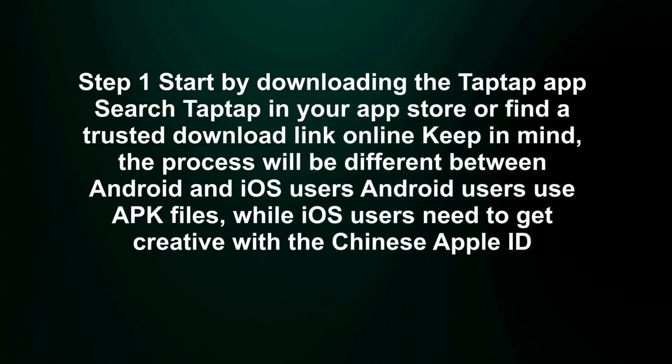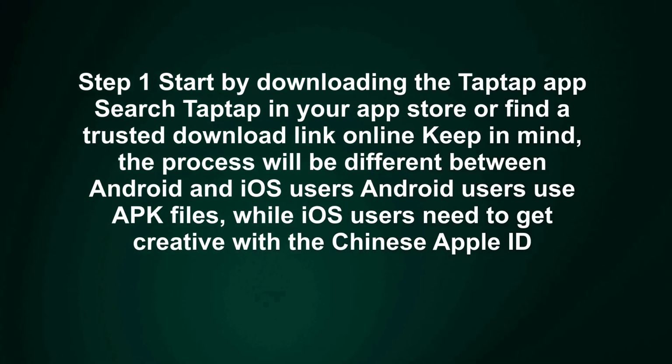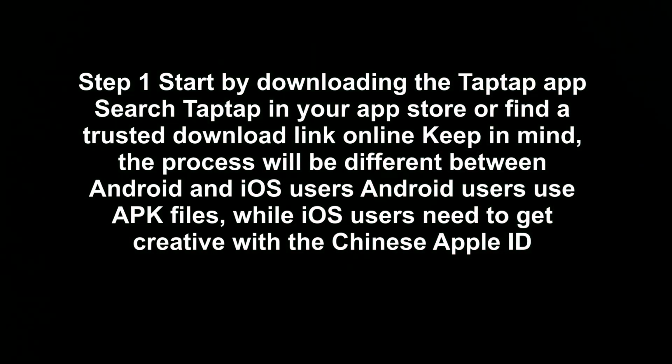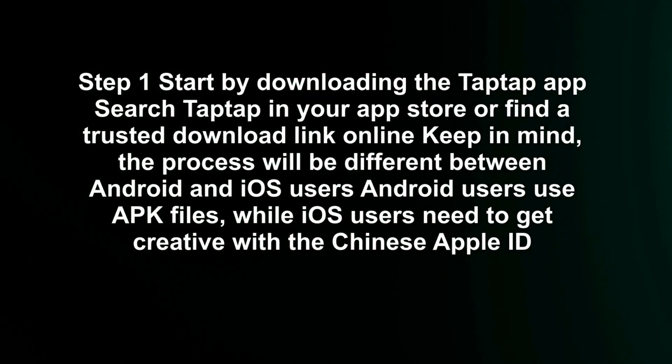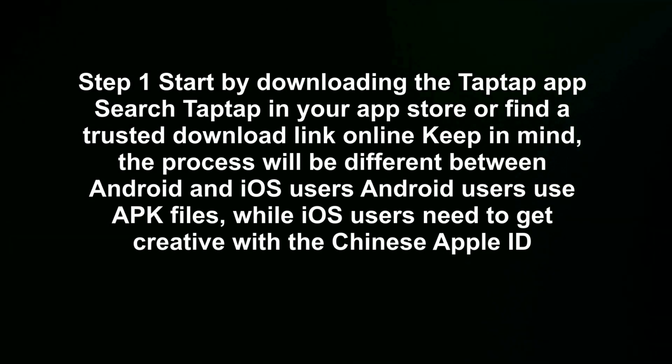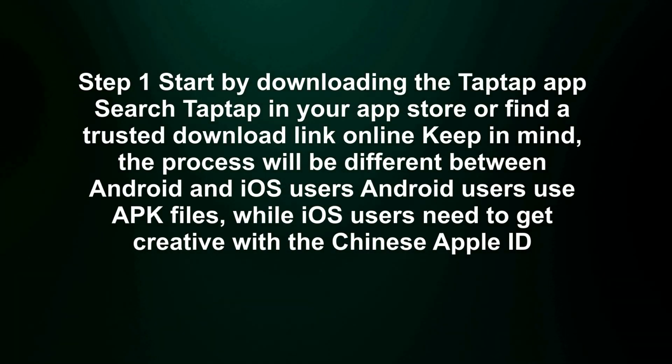Step 1. Start by downloading the TapTap app. Search TapTap in your app store or find a trusted download link online. Keep in mind, the process will be different between Android and iOS users. Android users use app files, while iOS users need to get creative with the Chinese Apple ID.